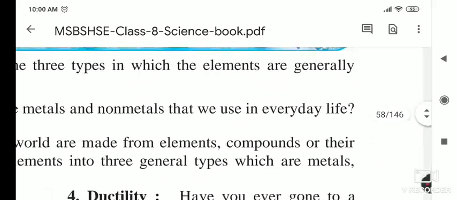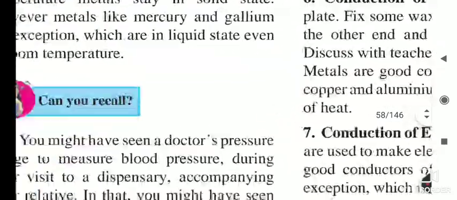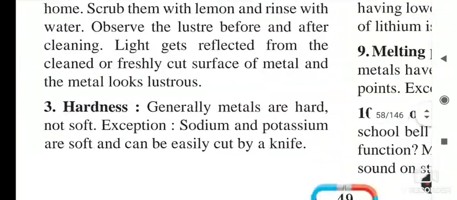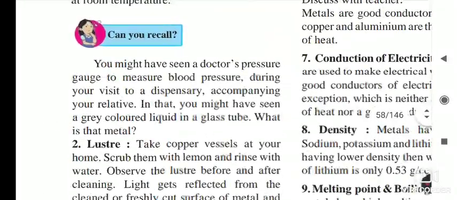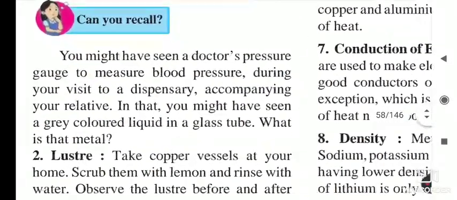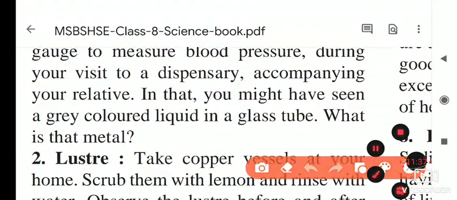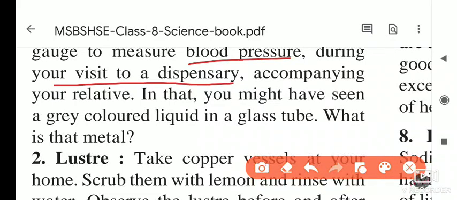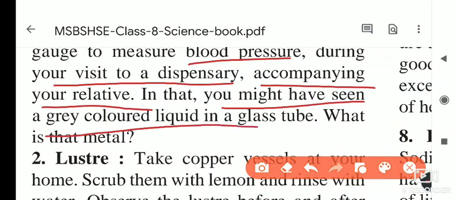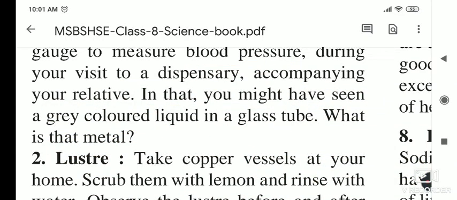Now next, second. Here it is. Now second, can you tell? You might have seen the doctor's pressure gauge, a device to measure blood pressure, during your visit to a dispensary accompanying a relative. In that, you might have seen a grey colored liquid in the glass tube, and which metal is that? That metal is mercury.